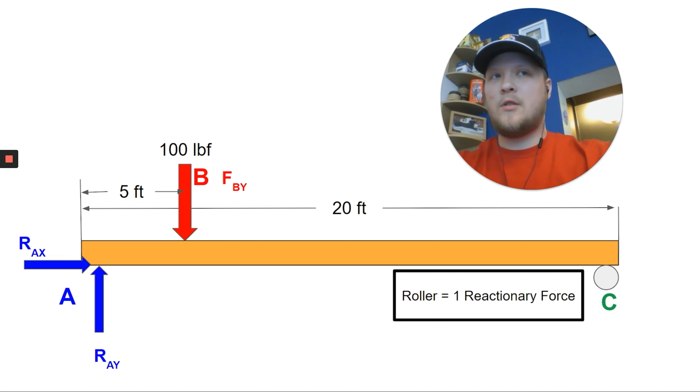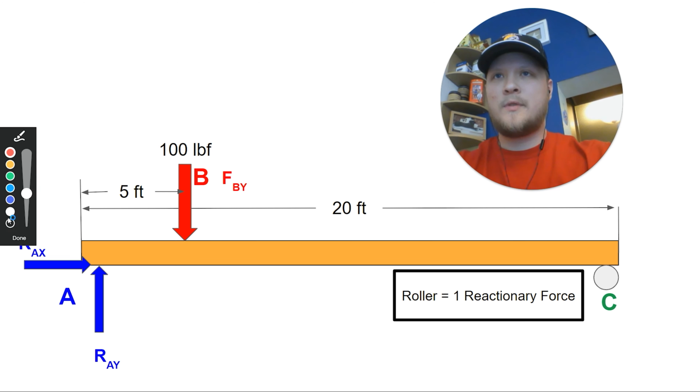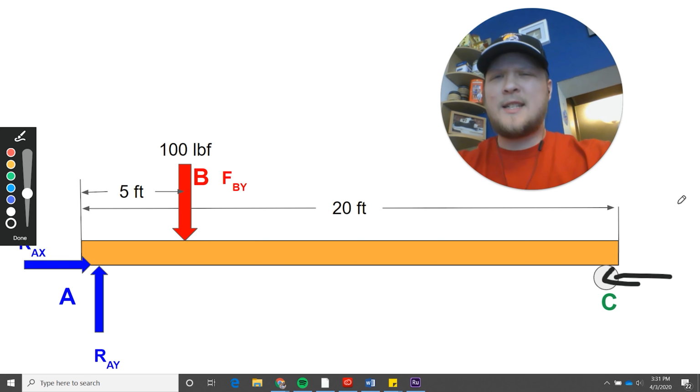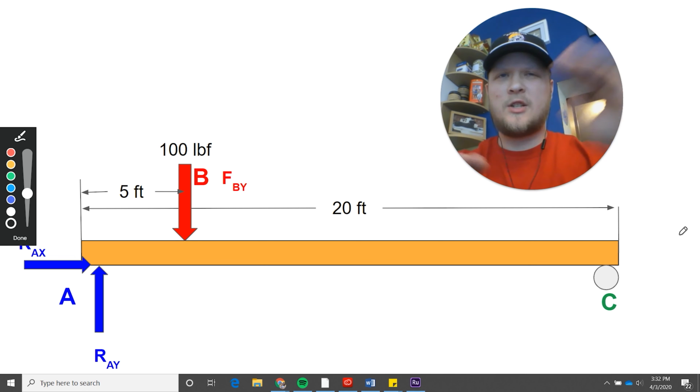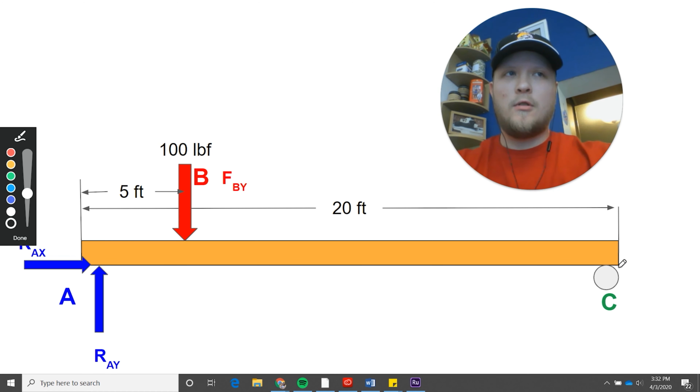A roller only has one reactionary force. So this roller, think about it like a ball. If you pushed on a ball that had something laying on it on the side, it's still going to roll. That's why it's called a roller. But if we push in the opposite direction of whatever's laying on it, it's just going to squish. So a roller's reactionary force always goes perpendicular to the beam or the member it is attached to. So that means our reactionary force either has to go down like this or up like this.